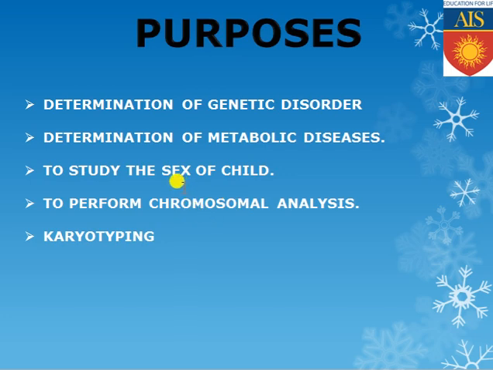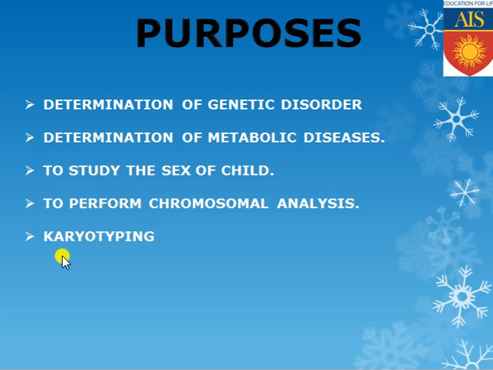The second thing is the determination of metabolic diseases, as an example alkaptonuria, phenylketonuria. Whether these kinds of metabolic diseases are present in the newborn baby or not can also be checked by this procedure. The third point is to study the sex of the child, whether the individual who has taken birth is male or female. That can also be determined by this process, amniocentesis. Next, to perform chromosomal analysis, that means the structural analysis of the chromosomes that are present can be done by this process of amniocentesis.